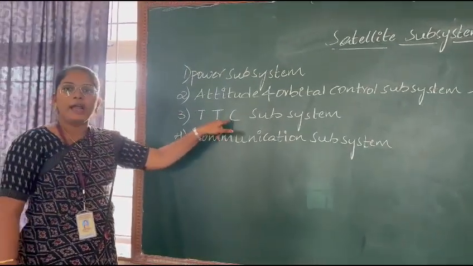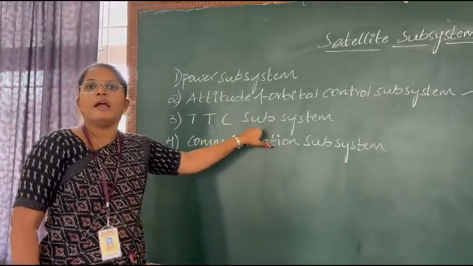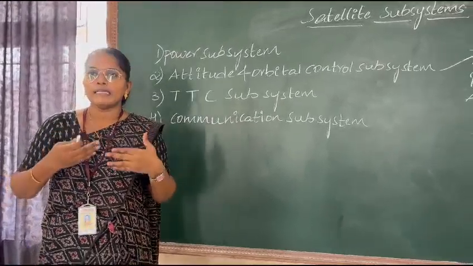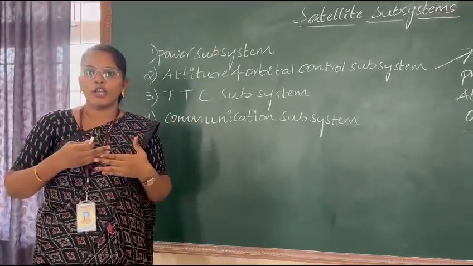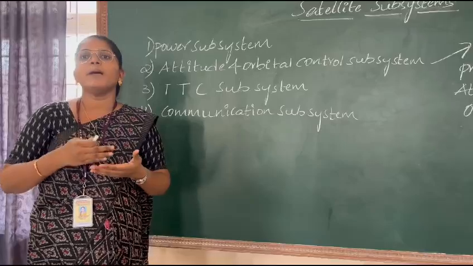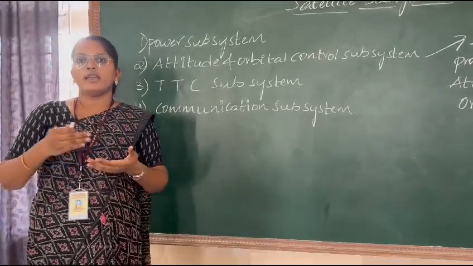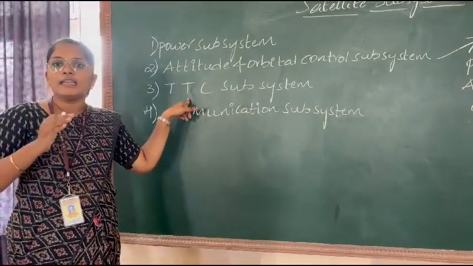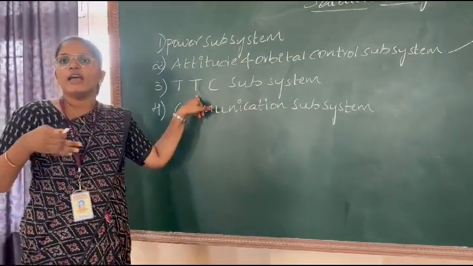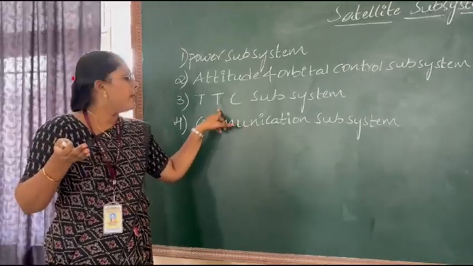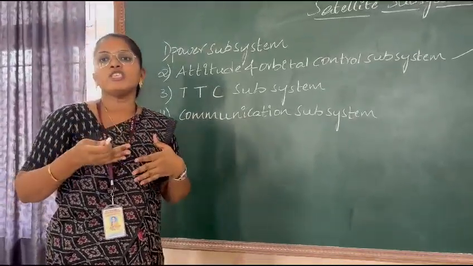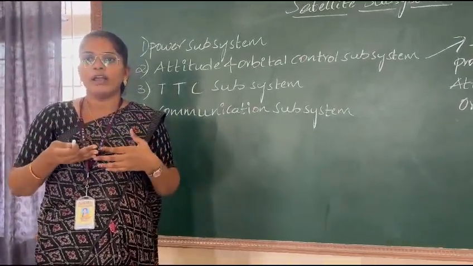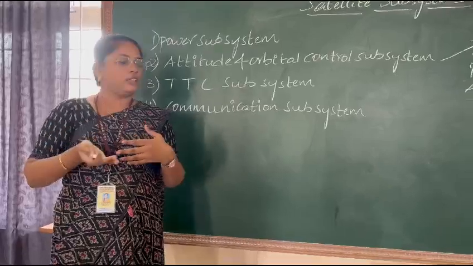Telemetry, tracking, and command subsystem. Coming to the telemetry system, it collects the data from the many sensors that are fitted on the body of the satellite, and it sends the particular data to the controlling earth station. And coming to the tracking system, it is located on the earth station, and it provides the range, elevation, and azimuth angle, so that any changes in orbital elements can be corrected.